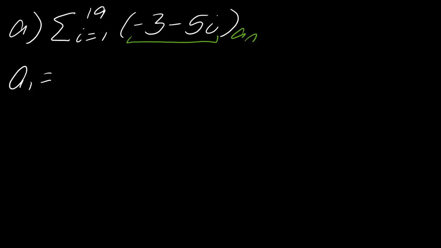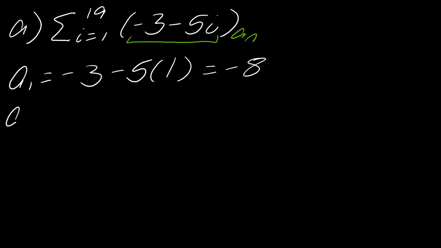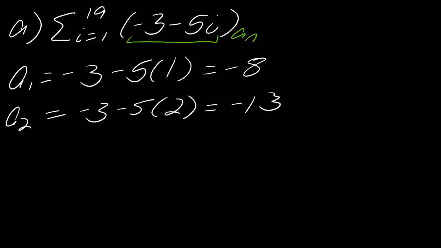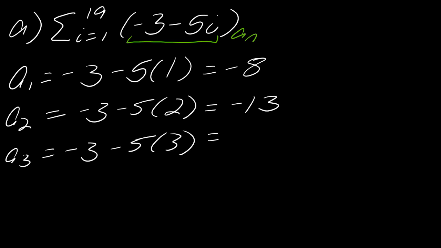What would the first term of this sequence be? Well, I would find that by plugging 1 into the sequence. So I get that the first term is negative 8. Let's just calculate a few other terms just so that we feel comfortable with this. So let's see. The next term would be negative 3 minus 5 times 2. So let's see, that's negative 13. What about the next term? I have negative 3 minus 5 times 3, so that's going to give me negative 18.